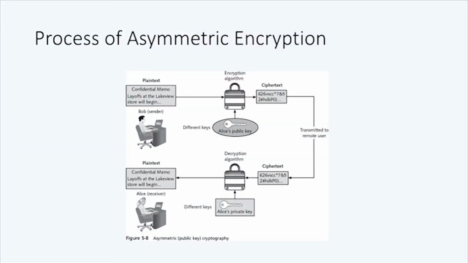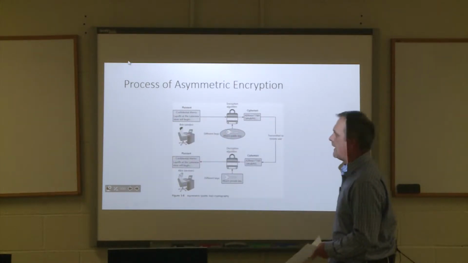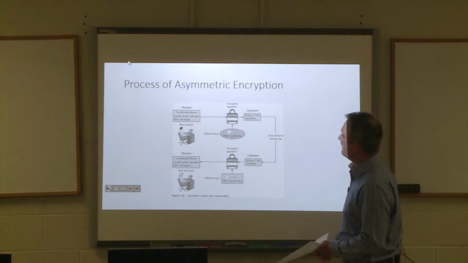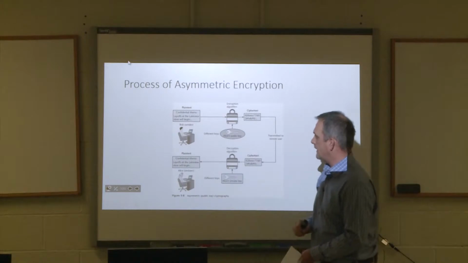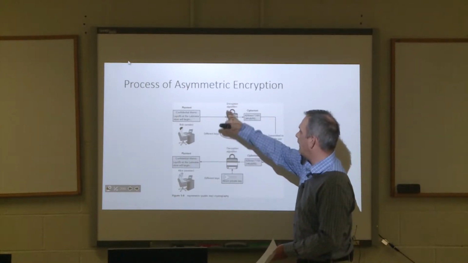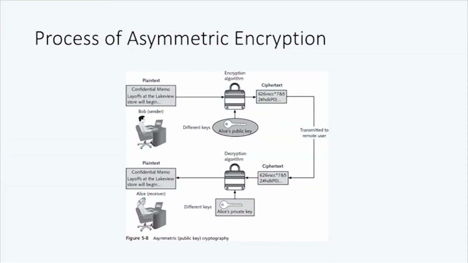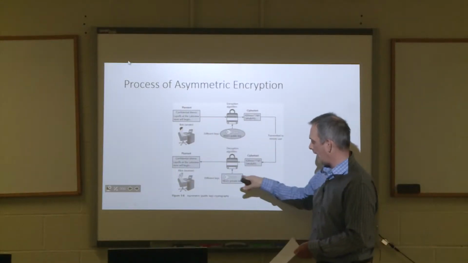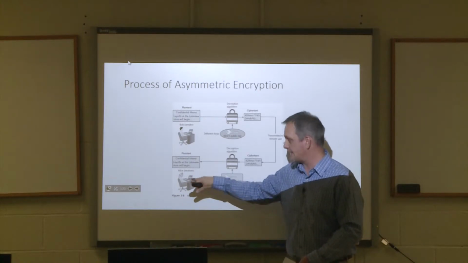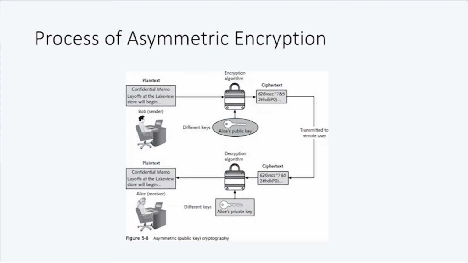How does this work? The process of asymmetric encryption is pretty simple. We can begin with the same plain text message: "Layoffs at the Lakeview store will begin." It can be encrypted using the public key of Alice, the recipient, combined with the encryption algorithm to create the ciphertext. That ciphertext can be securely transmitted to the recipient, in this case Alice. It can be decrypted with Alice's private key, to which only Alice has access. And the ciphertext can be deciphered into plain text.